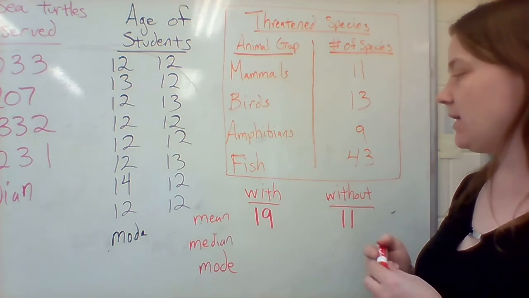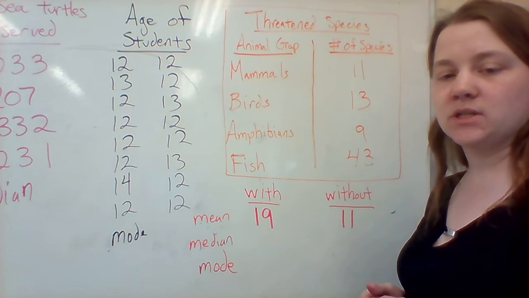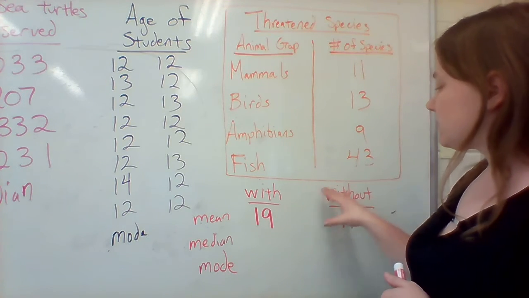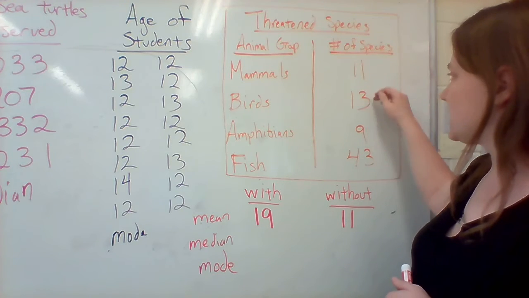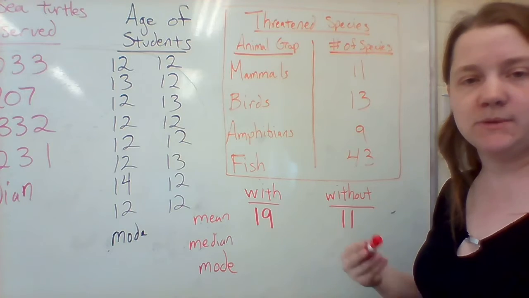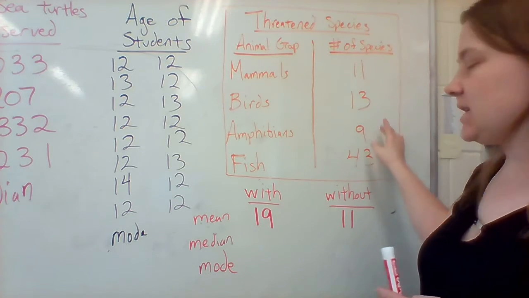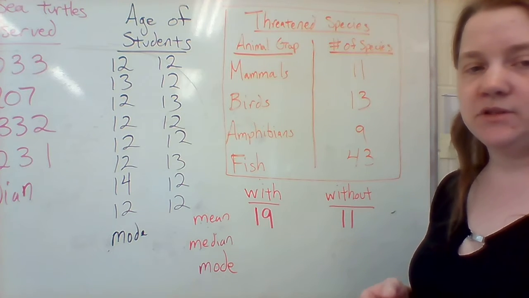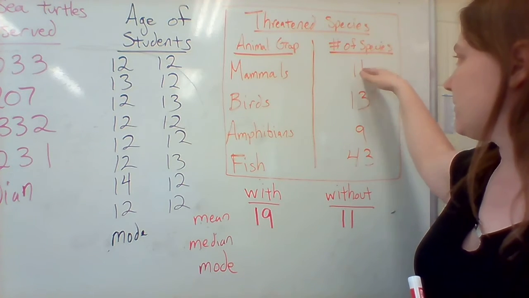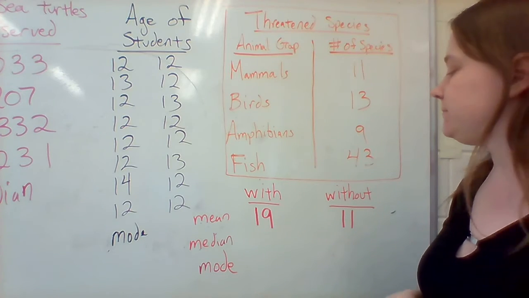So you can see that the mean changes a lot with and without the outlier. This 11 represents these numbers relatively well, though it doesn't really represent the 43 because we didn't count it in there. 19 doesn't really represent any of these values because 19 is pretty far away from 11 and 13 and 9, and it's nowhere near 43.